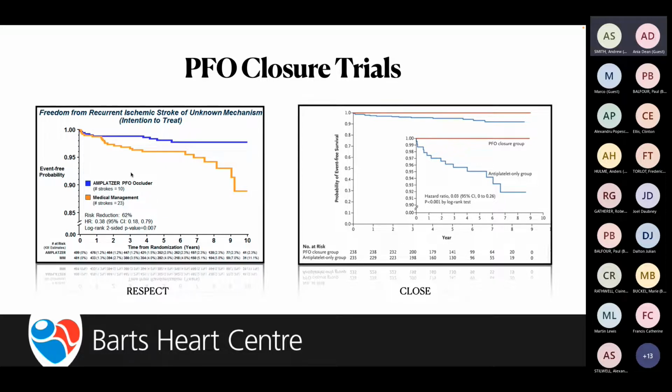That's probably because even if you have a PFO-related stroke, the risk of having another event is quite low, particularly on medical therapy. So you need to follow up patients for quite a few years before you start to see the risk benefit of PFO closure. But that's quite important in this patient population. They're often young, in their 20s or 30s, so you want to protect them for 10 years plus rather than just 1 or 2 years.